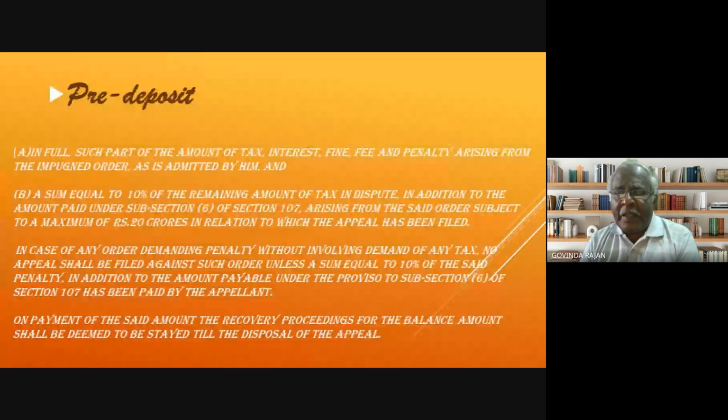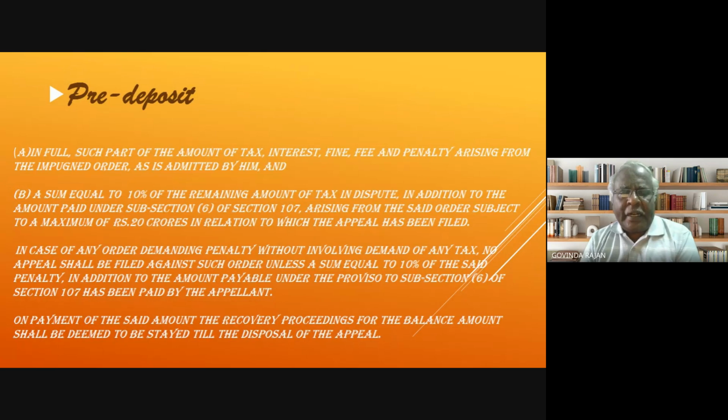So what does the rule say? The appellant should pay the accepted amount, say 30 lakhs. Besides this, a sum equal to 10% of the remaining amount. 70 lakhs is the remaining amount, and 10% of it is 7 lakhs. So he has to pay 30 plus 7, that is 37 lakhs, as pre-deposit. The rule prescribes a maximum pre-deposit of rupees 20 crores. After 20 crores, whatever the amount, it is restricted to 20 crores.